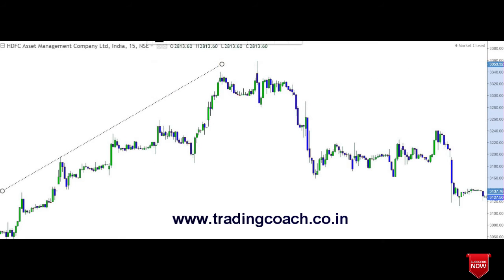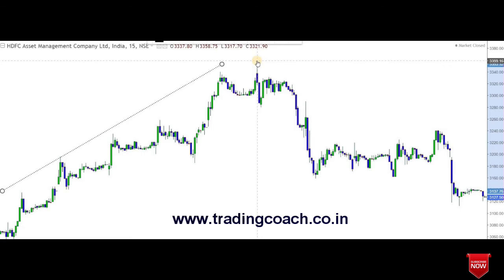And right after reaching a certain point, right after testing somewhere around 3,340, we can see a resistance formation. So over here, we can see a rejection from the top, right? After the first test, there was a second test. At the second test, we see a sharp rejection from the top.